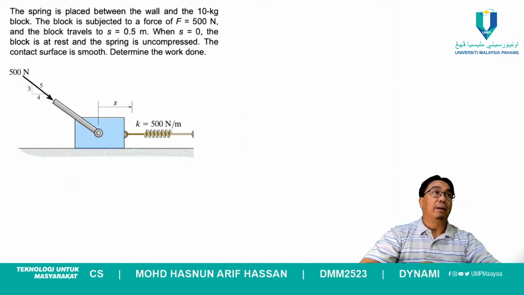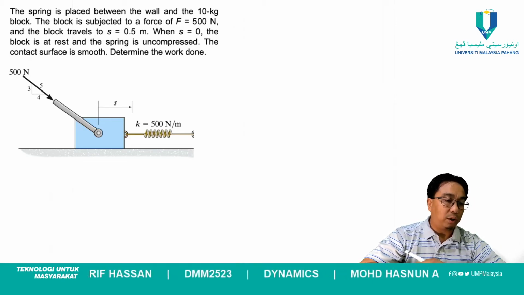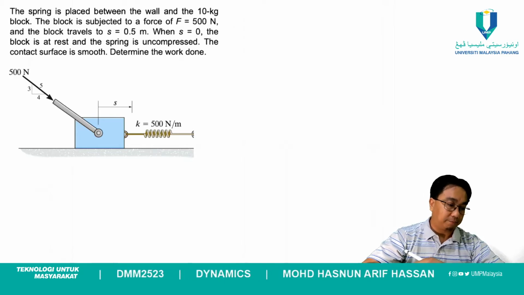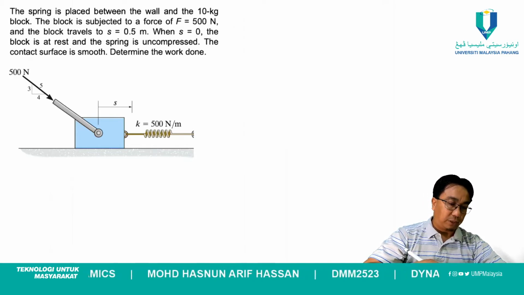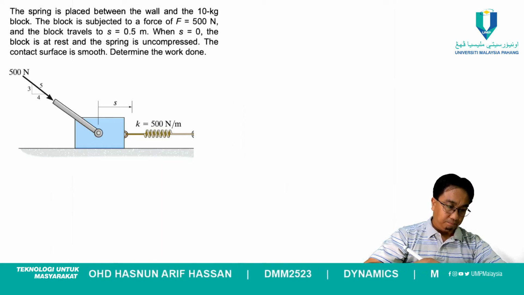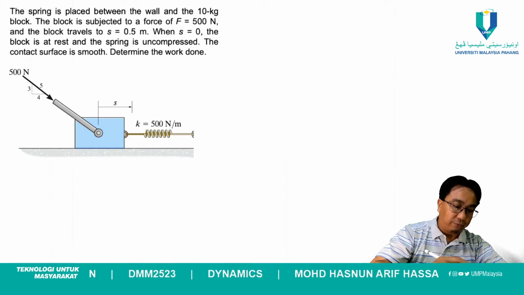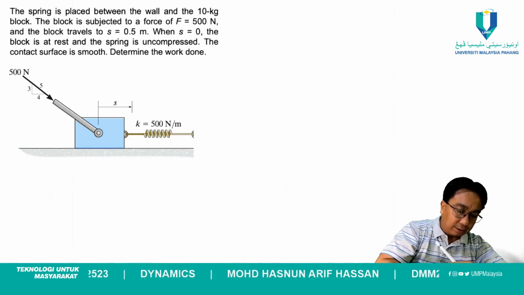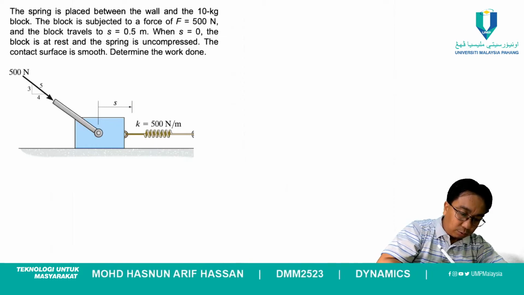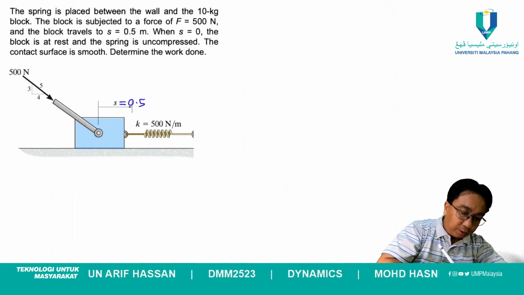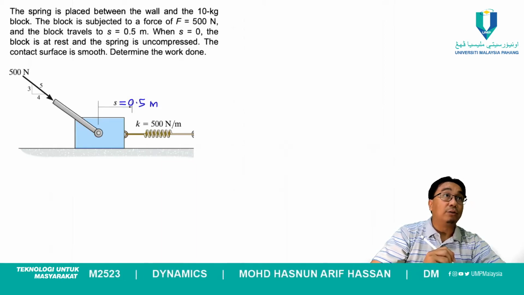The spring. Now we have a spring. The spring is placed between the wall and 10 kg block. The block is subjected to a force F, 500 Newton. And the block travels to S equals to 0.5. Okay. S di sini is equal to 0.5 meter.